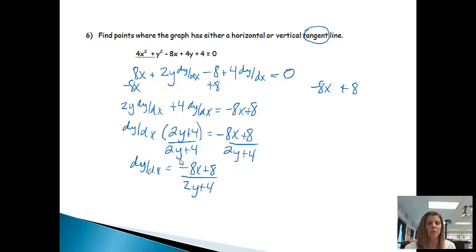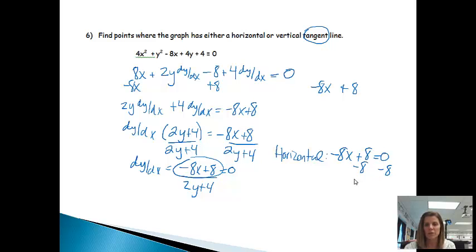Okay, so we found the derivative, but why did we find it? We wanted to find out where there would be a horizontal or vertical tangent line, and I'm going to deal with horizontal first. To deal with horizontal, remember we're trying to figure out where the slope would equal 0. So in this specific problem, I would want to know where the numerator would equal 0. So where would negative 8x plus 8 equal 0?